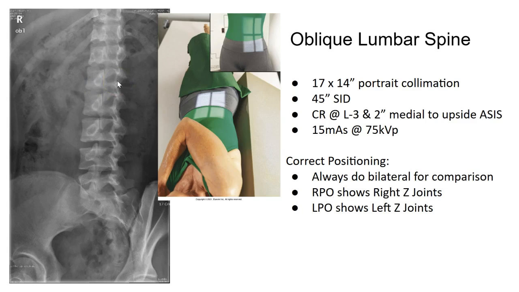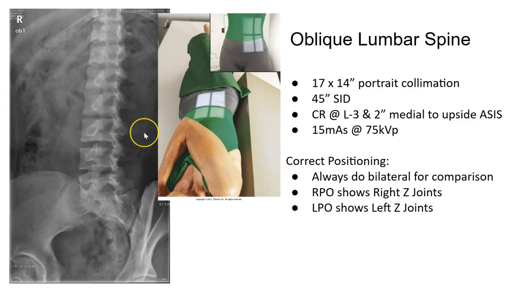So the Z joints, look at these black horizontal lines right here. Those are your zygapophyseal joints. So remember, it's where the ear of one dog meets the leg of the dog above. Okay, so it's the inferior articular process of one vertebrae meeting the superior articular process of the vertebrae below. And that's what makes your Z joints right here.